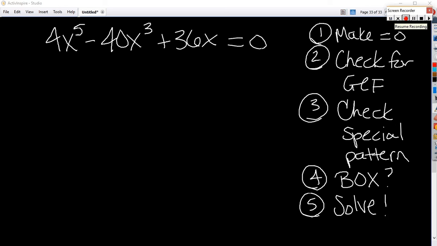Does it equal 0? Yes, I'm good on that. Do I have a GCF I can take out? 4x. So let's take it out. What's left? It's going to be 4x, x, right? X to the what?